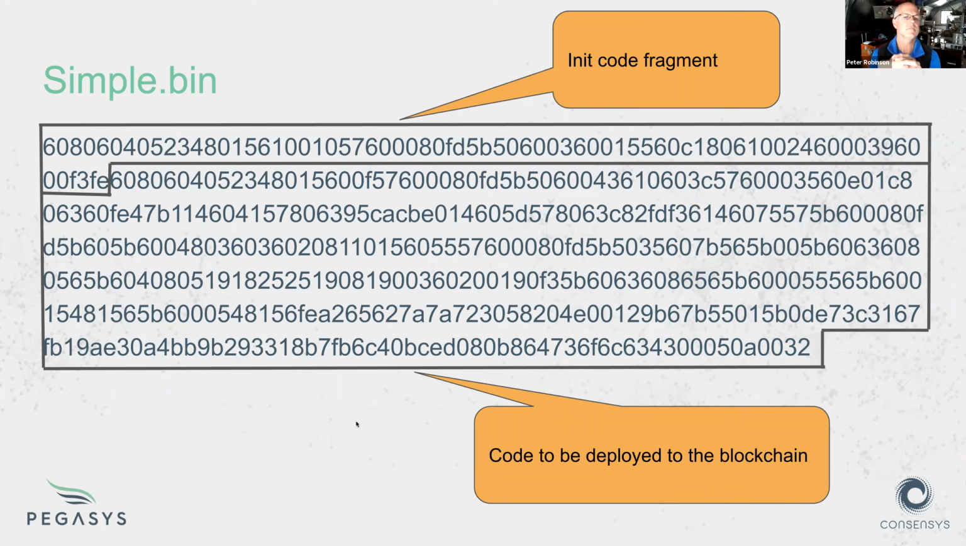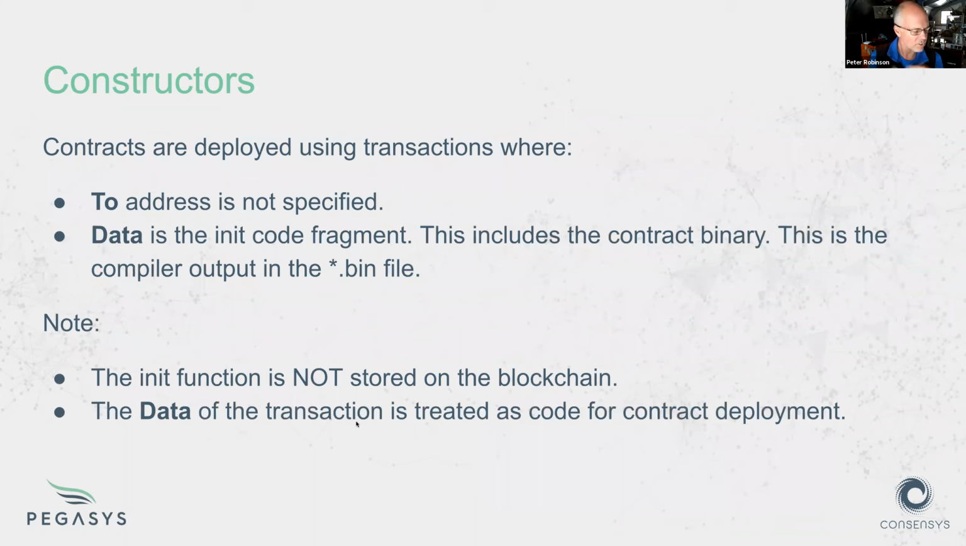As I've said before, contracts are deployed using transactions where the to address is not specified and the data is the init code fragment. The init code is not stored on the blockchain. That makes a lot of sense because it's the constructor. It's only ever used right at the start to set things up, so it doesn't need to be stored on the blockchain.